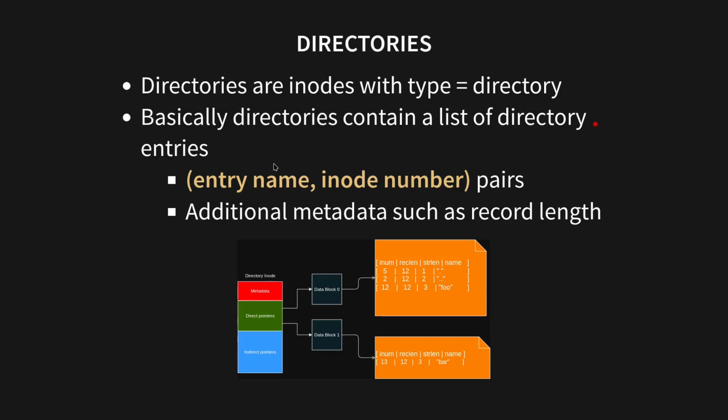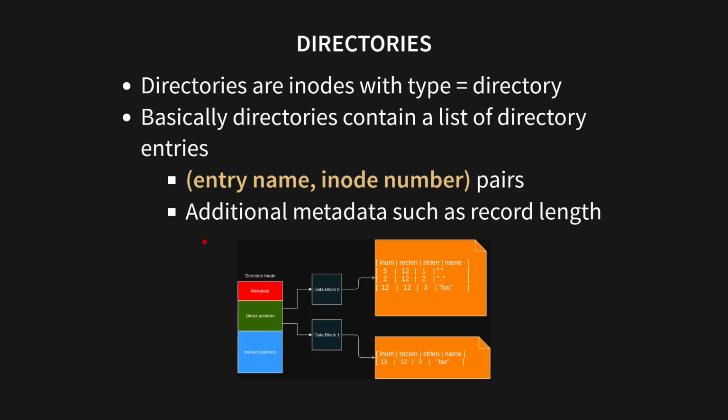So directories, as we just said, are inodes that have a specific type, the directory type. The idea behind a directory is that it points to data blocks, and within those data blocks we have directory entries. The point of the entry is to keep an entry name, which is the file name, let's say, or a subdirectory name, and their own respective inode number, so that we can trace that inode number and see, for example, what that file contains or what that subdirectory is pointing to. But we also have some additional metadata like record length.